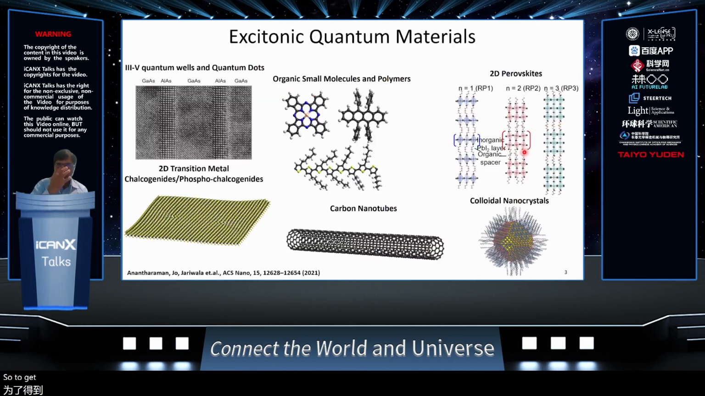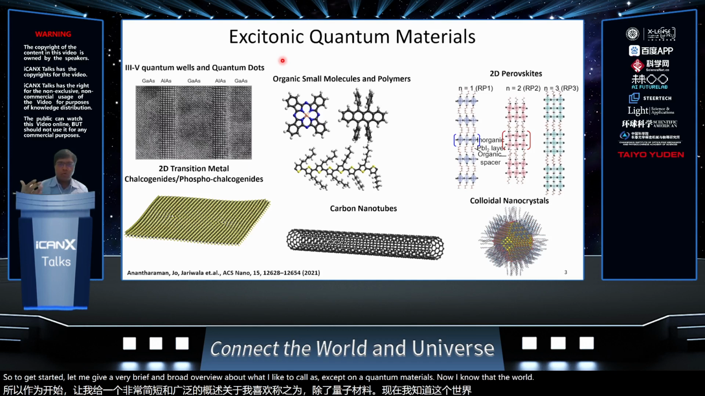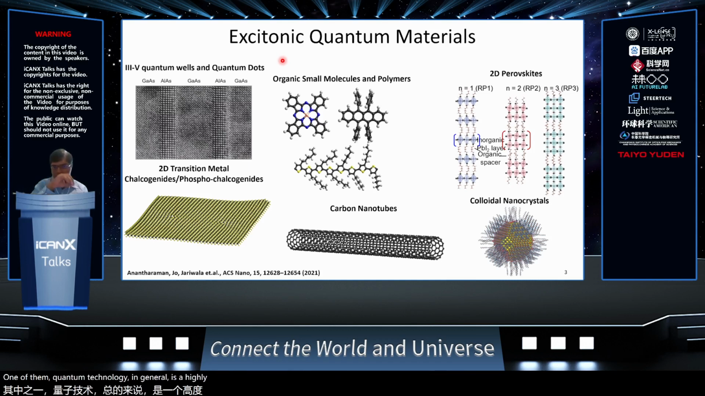To get started, let me give a very brief and broad overview of what I like to call excitonic quantum materials. Now, I know that the word quantum technology in general is highly used or in some cases also abused, but if you want to think about quantum confinement in materials, these materials that I'm listing on these slides are actually very well known. And one of the features in semiconductor materials that becomes very pronounced when you quantum confine them into any of the dimensions is that excitons start dominating the optical properties of those semiconductors. Now, this has been very well known for a very long time.